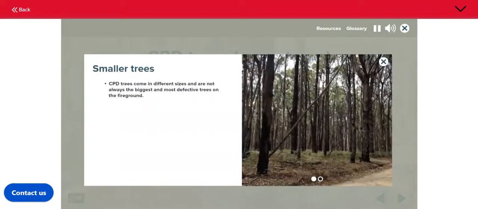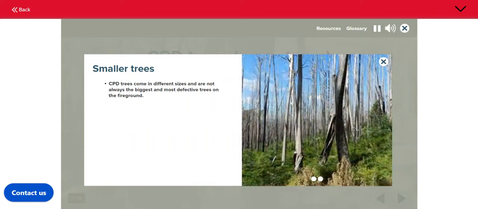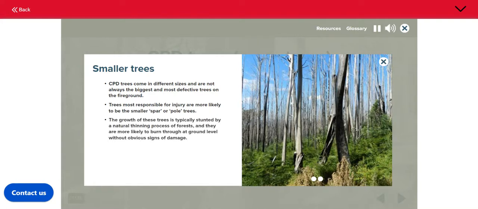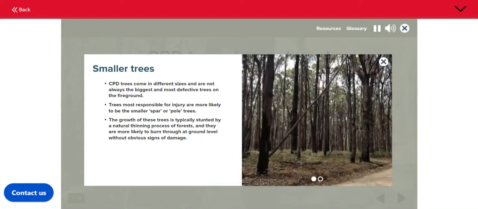CPD trees come in different sizes and are not always the biggest and most defective trees on the fireground. Trees most responsible for injury are more likely to be the smaller spar or pole trees. The growth of these trees is typically stunted by a natural thinning process of forests, and they are more likely to burn through at ground level without obvious signs of damage.